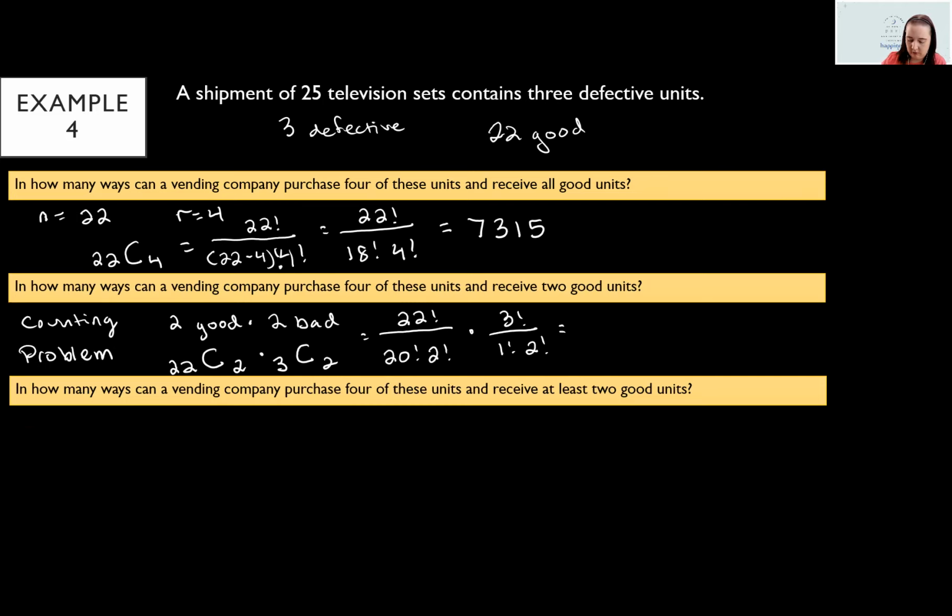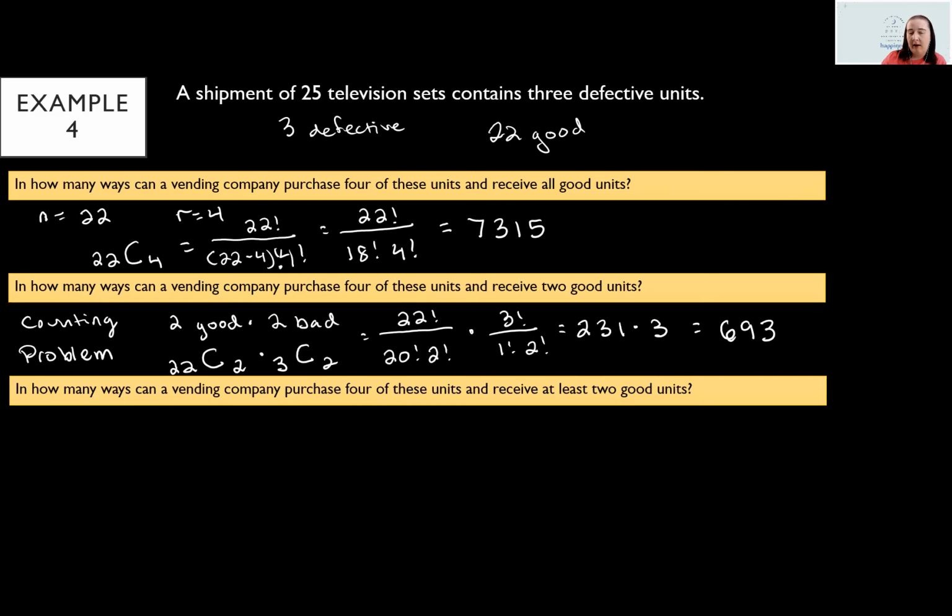22 choose 2 is 231. And then 3 choose 2 is 3. So 231 times 3, we get 693. So you can see that they're far more likely to get all good units than to get 2 good units, because there are more ways to get all of them.